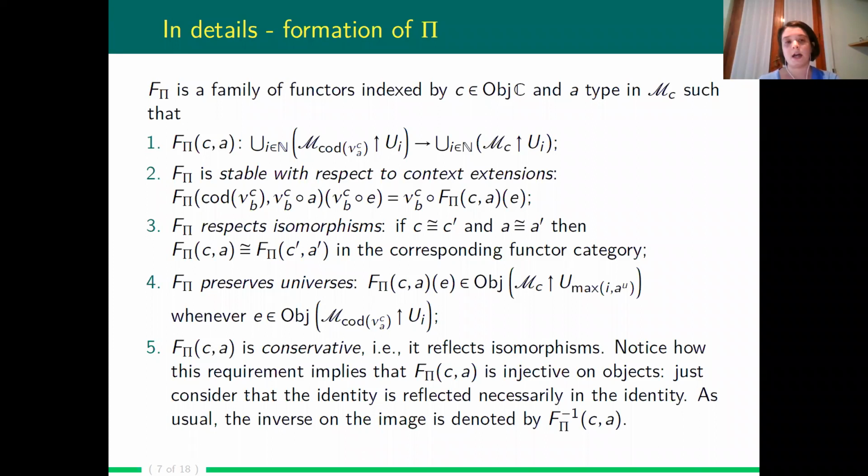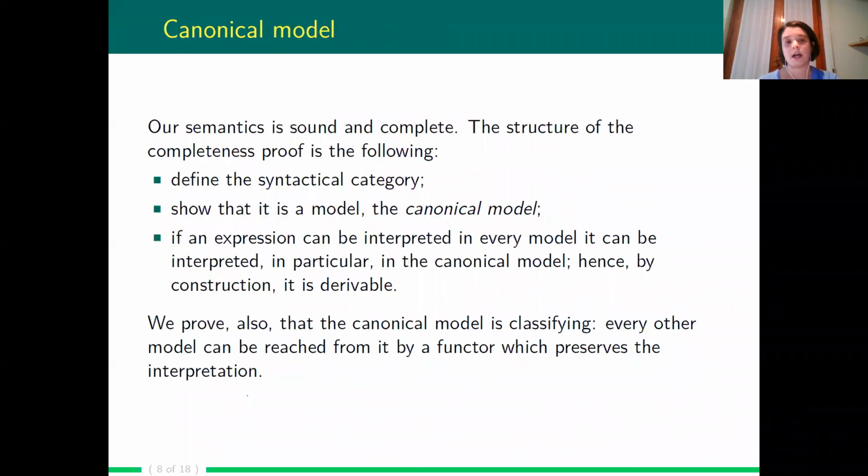And so we have other requirements for the other rules and for the basic system. You can find them in my PhD dissertation. And we prove that our semantics is sound and complete.